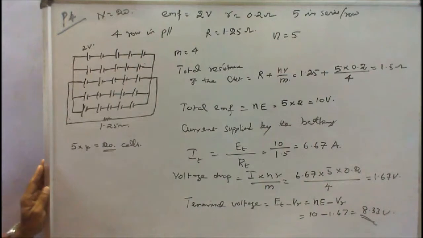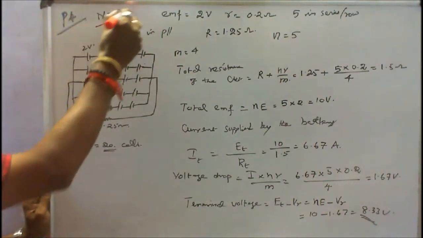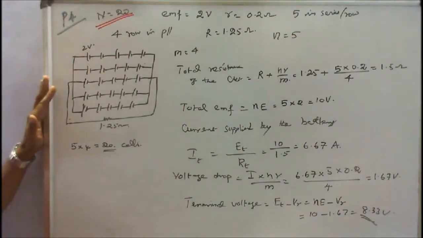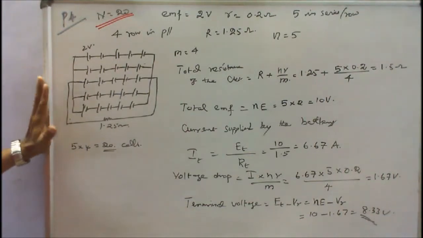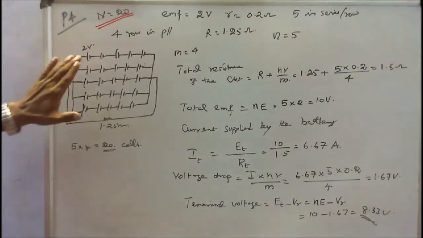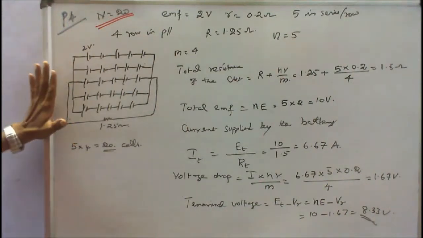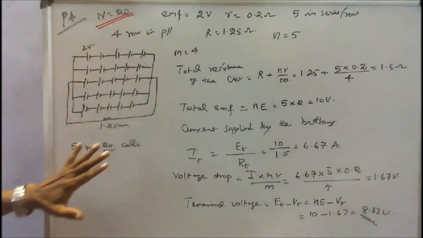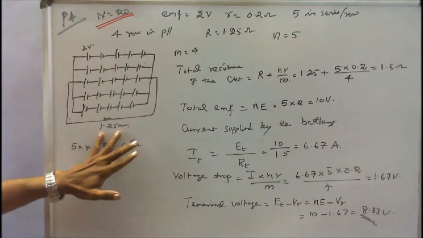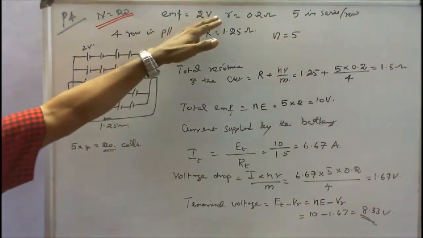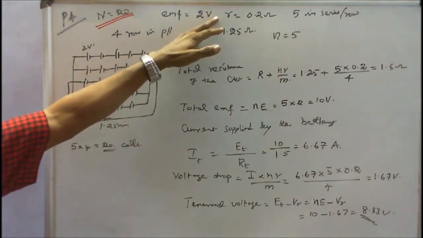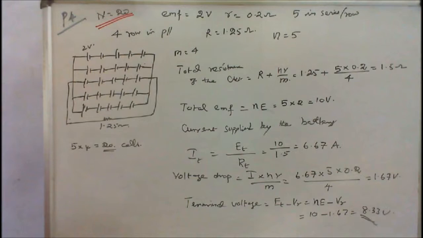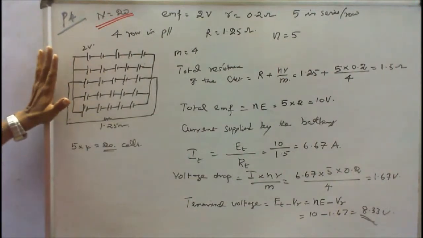In the fourth problem, 20 cells are connected as shown in the figure. That is 5 in series per row. There are 4 rows, and in each row 5 cells are contained. Each cell EMF is given as 2 volts, load resistance is given as 1.25 ohms, and the internal resistance of each cell is given as 0.2 ohms. Now we have to find the total resistance.